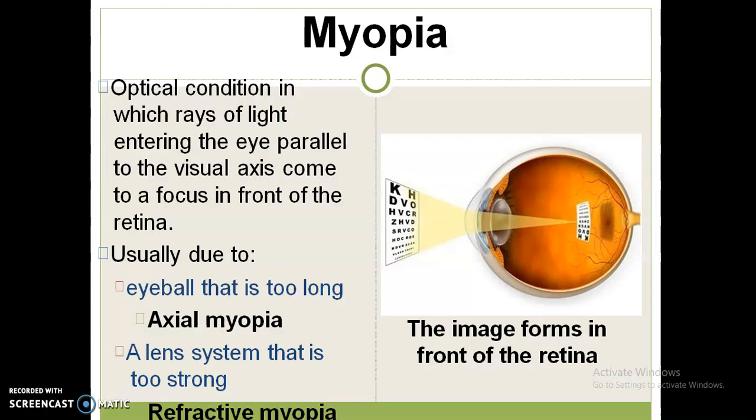Next one is myopia, that is nearsightedness, the optical condition in which the rays of light entering the eye parallel to the visual axis come to focus in front of the retina, usually due to an eyeball that is too long, that is axial myopia, or a lens system that is too short, that is refractive myopia. These are the things in myopia.